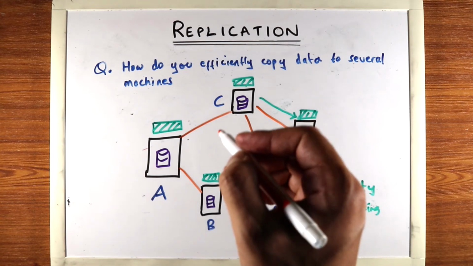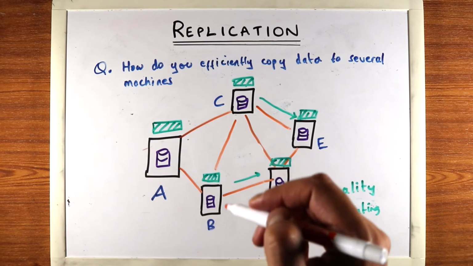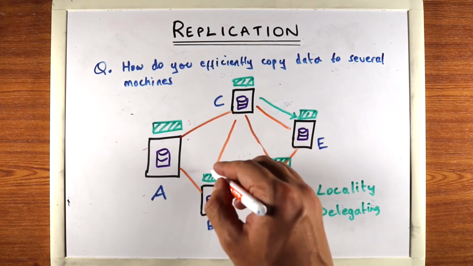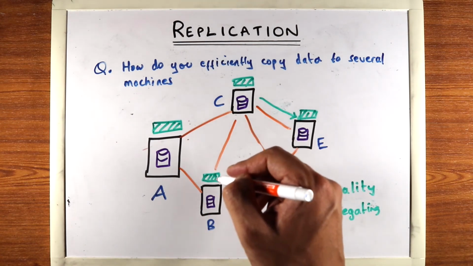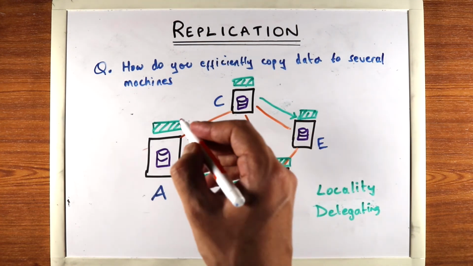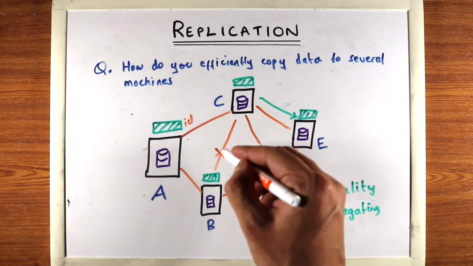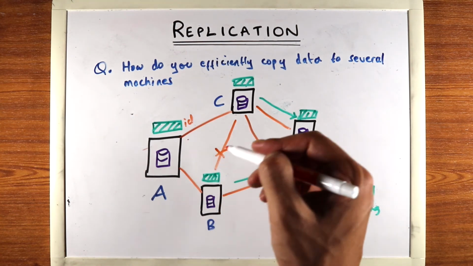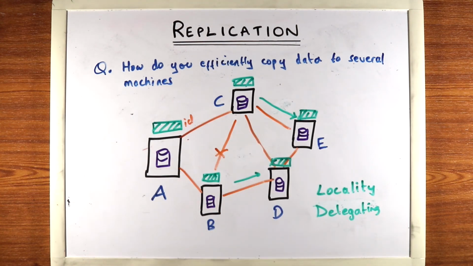Now, another thing to note here is, what if C had a connection to B and C tried to copy data into B even though B already has it? Well, B will just say, look, I already have it, so I don't need it anymore. And so this block will have some kind of an ID. And C will try copying this here, but B already has it, so it'll reject the request, and that's it. So this is a lot more efficient way to copy data to different machines.